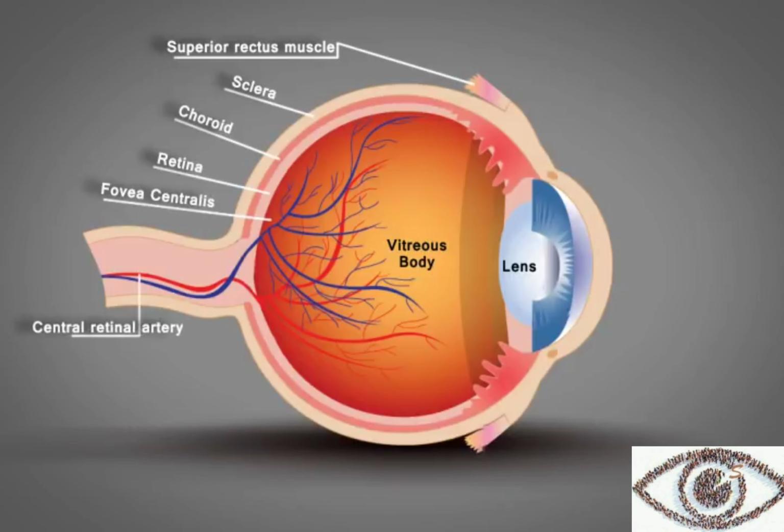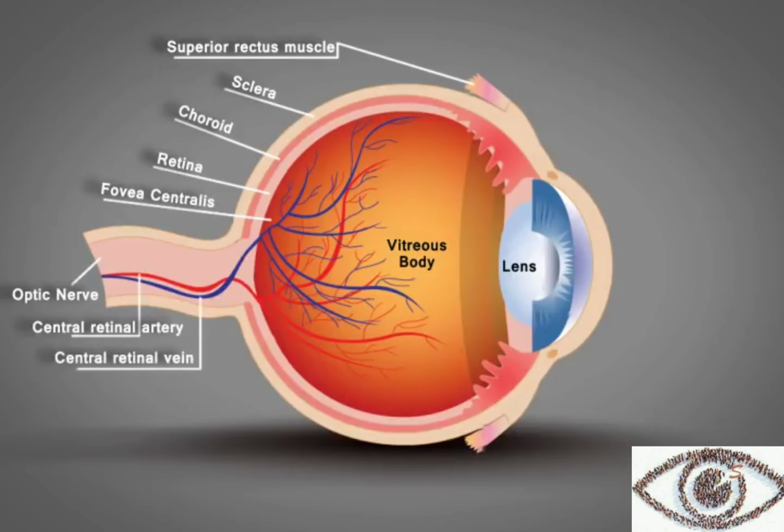Central retinal artery refers to a blood vessel inside the eye. It gives crucial nutrition to the retina. The optic nerve, also referred to as cranial nerve 2, transmits visual data from the retina to the brain.